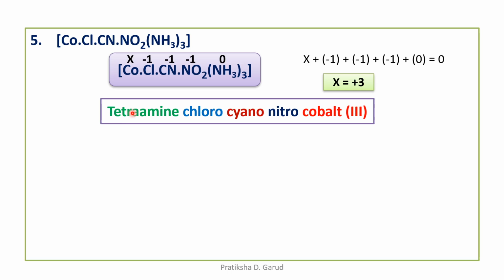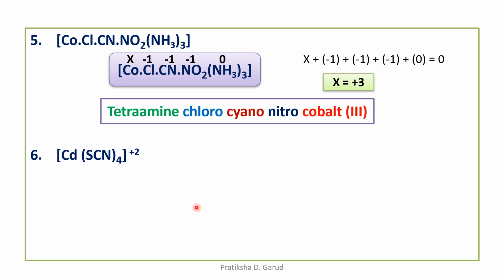Sorry, instead of tetra here it is triamine. It is triamine chloro, cyano, nitro, cobalt +3. Okay, so this is the name of this complex ion. Instead of tetra, here we have to write the tri. Remember this. Next one is the Cd(SCN)4 2+.